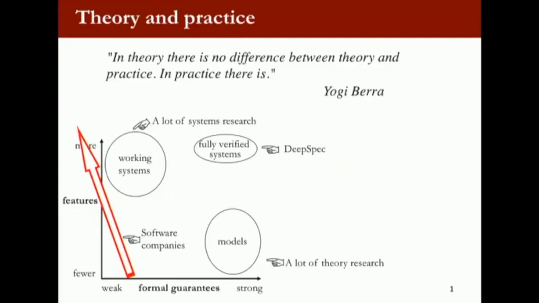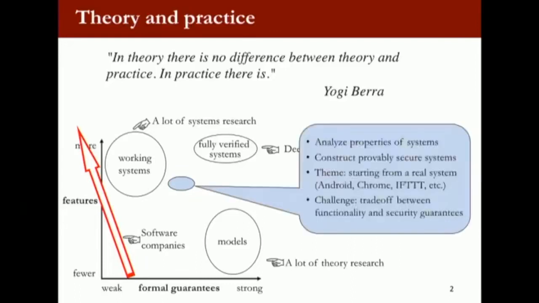So in this landscape, for my research, I'm somewhere in this blue dot. What I want to do is analyze the properties of systems. I want to be able to construct provably secure systems. So the theme of my research is that I want to start from a real system, a real browser, a real Android operating system, or I'll talk a little bit about this and that framework. We look at the real system, then we want to figure out what nice properties we want to have about this system.